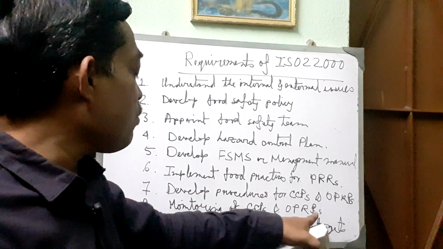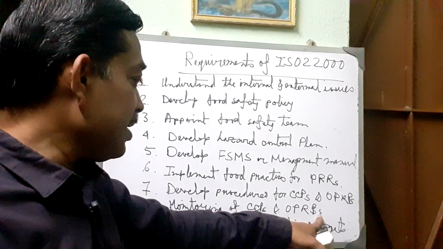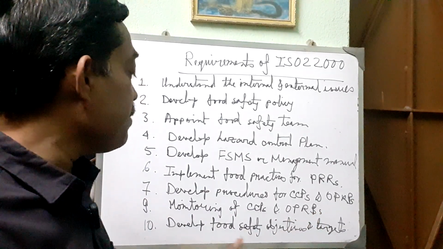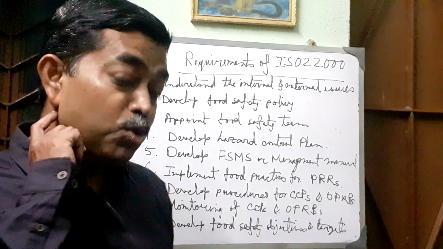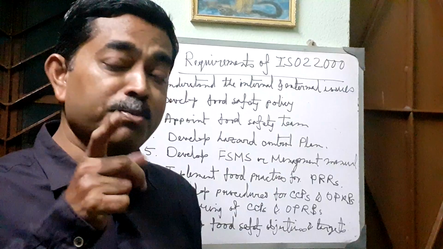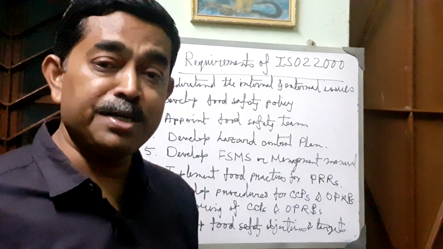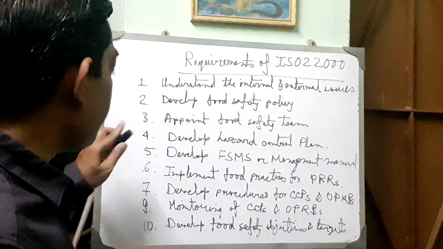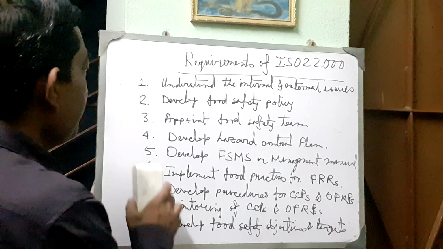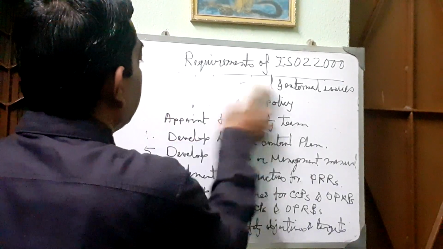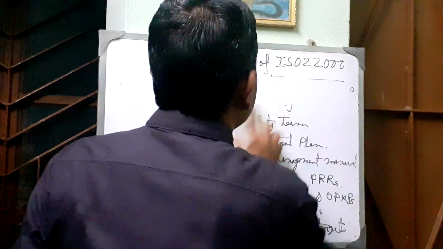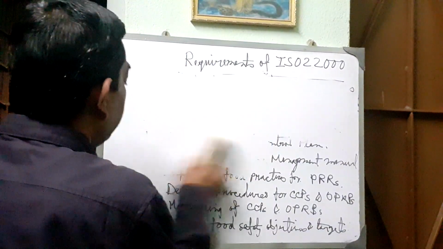Monitoring of CCPs and OPRPs is important. You have to develop food safety objectives and targets. Another point will come after the 10th. We have to discuss the 11th point, and from the 11th point we will discuss the other points, so it will be completed.